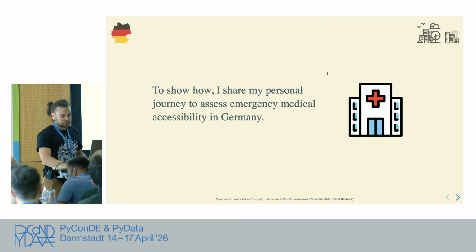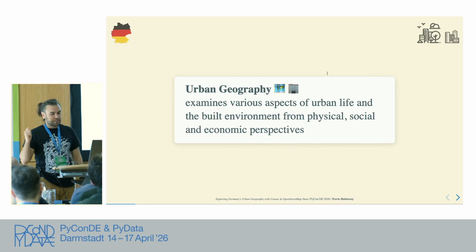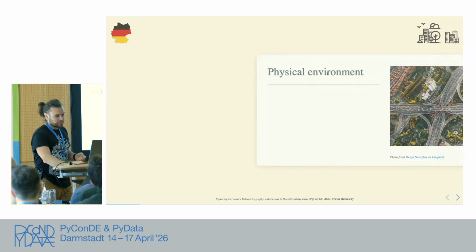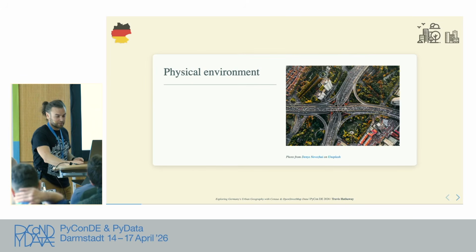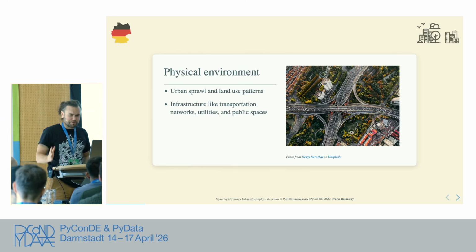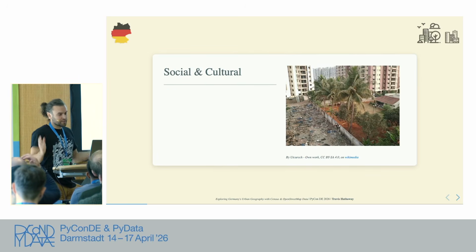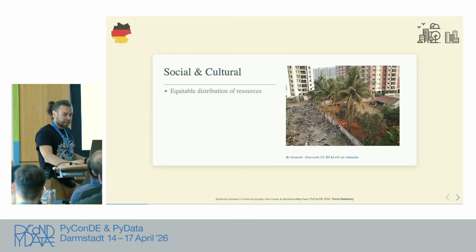Before we get started, and because we have a lot of people here with a more technical background, less social science background, I wanted to give a firm definition of what urban geography exactly is. This is a field that examines various aspects of urban life, including physical, social, and economic perspectives. Studies in urban geography often include things like the physical environment, so things like urban sprawl and land use patterns, other things like infrastructure, transportation, utilities, and public spaces, and even the evolutions of city layouts as they change over time.